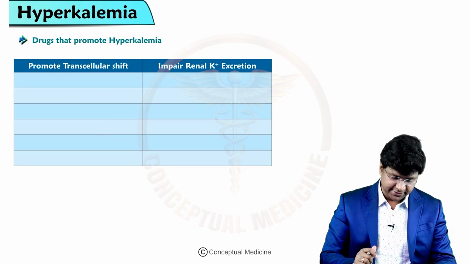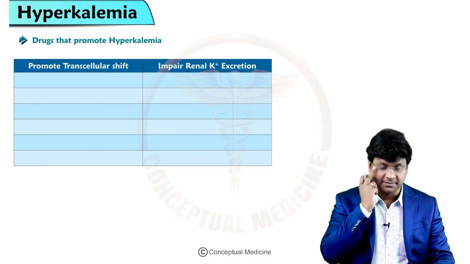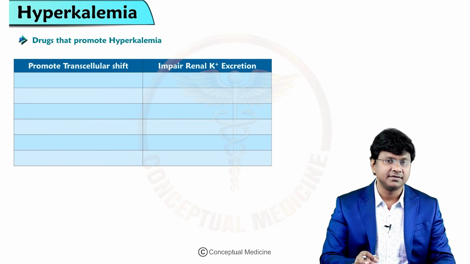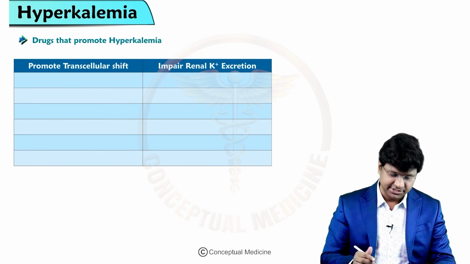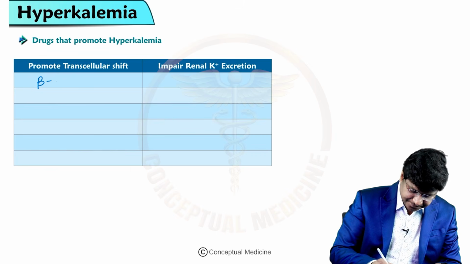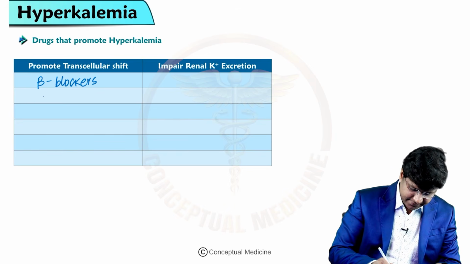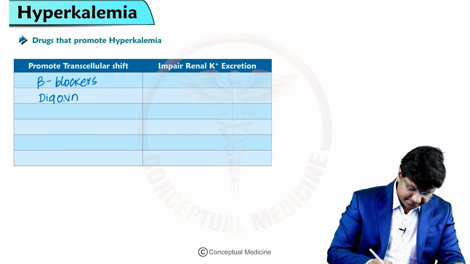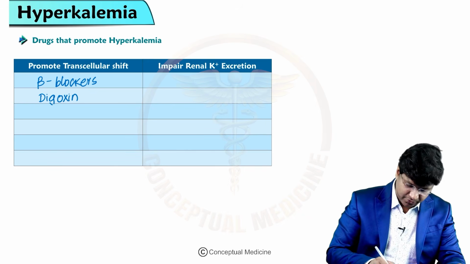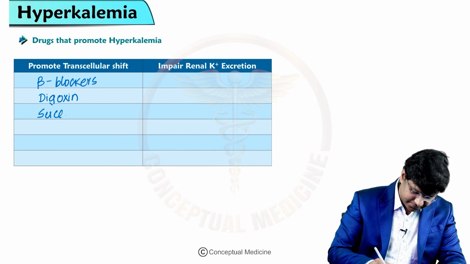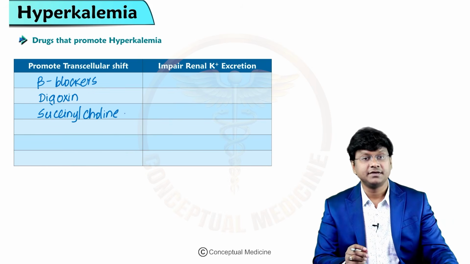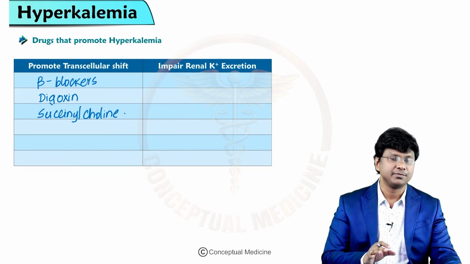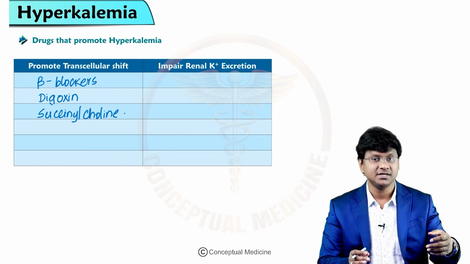Now, if you see the drugs that promote hyperkalemia, we have the drugs that will promote the transcellular shift, that is, number 1, beta blockers, number 2, digoxin, and number 3, succinylcholine. So these are the drugs which will promote the transcellular shift, causing hyperkalemia.